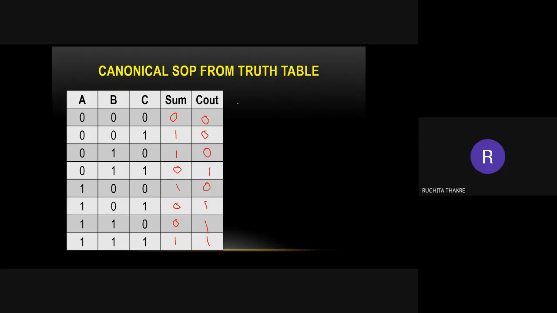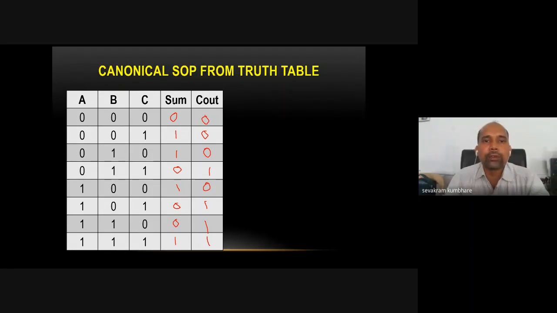This is the adder. Now if I want to find out SOP for sum, I have to consider those rows which have sum equal to 1. Only these 4 rows I have to consider, the remaining I will not consider. So this one, then this one, next is this one, and this one. Only these 4 rows I have to consider, and I have to write down the equation.